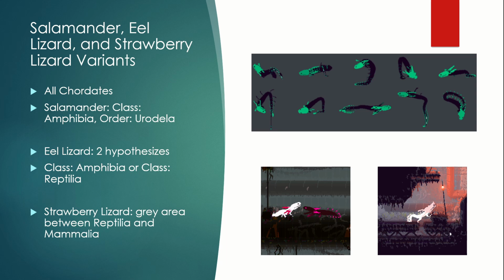And last up is the strawberry lizard, which is kind of a gray area between reptiles and mammals. So it's a bit difficult to determine between those classes because it does have fur, but all of its other characteristics are shared with the other lizards within the game, other than its quicker mobility because of its smaller body size.